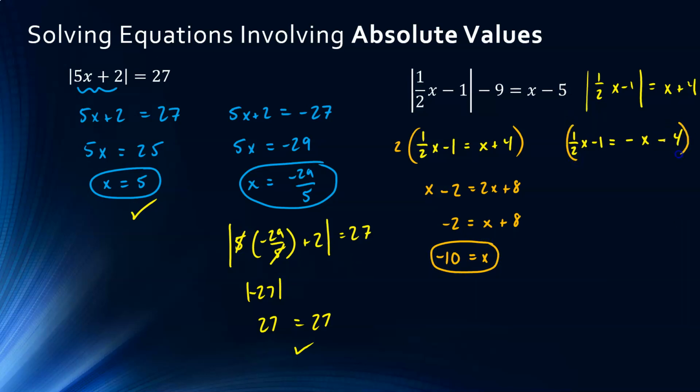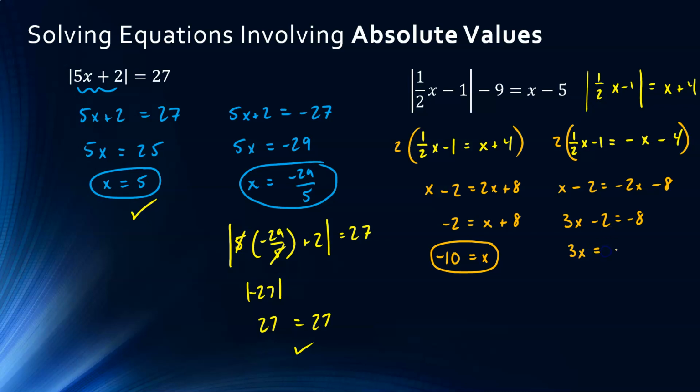So I'm going to multiply again, just like I did on the previous one, everything by 2. So now 2 times 1/2 would just be x. So I'd have x minus 2 equals negative 2x minus 8. This time I'm going to add 2x to both sides. So now I'd have 3x, and then minus 2 equals negative 8.